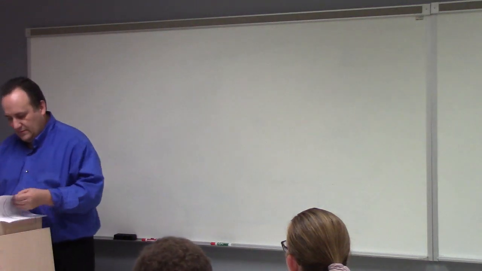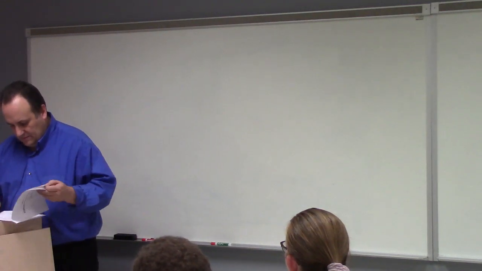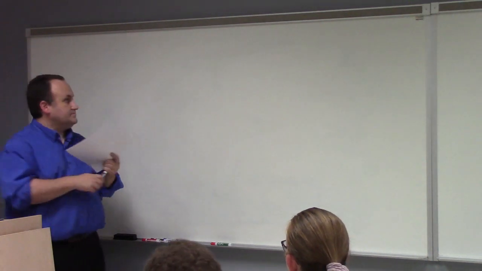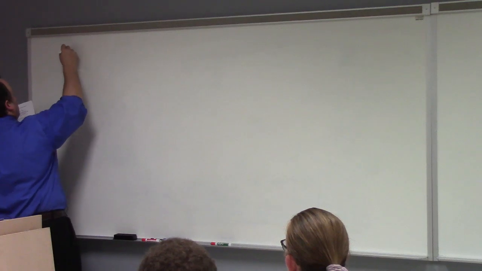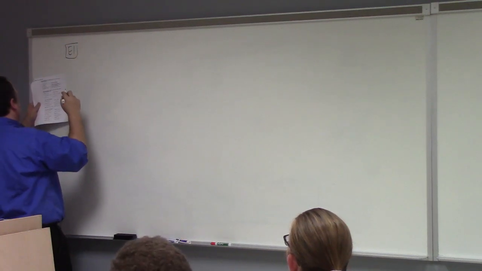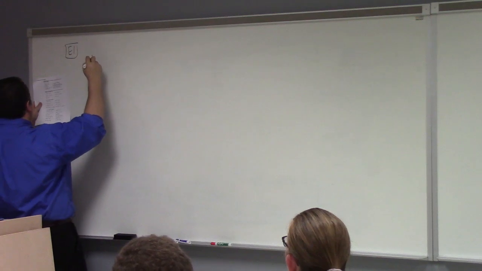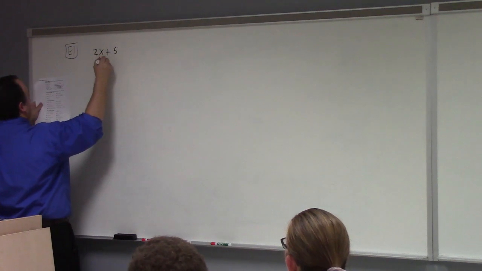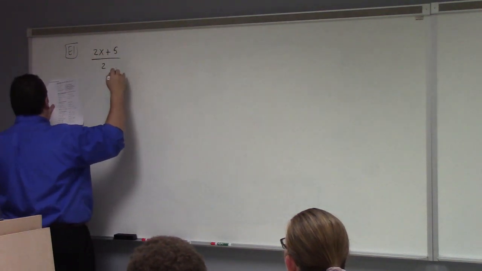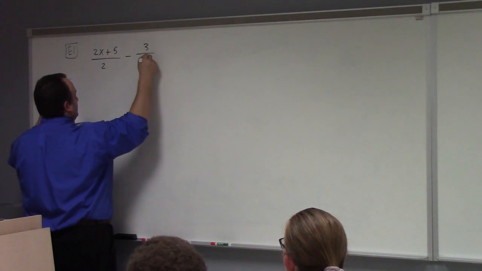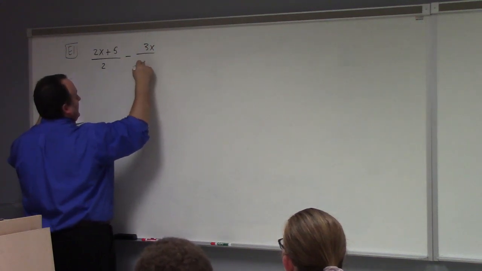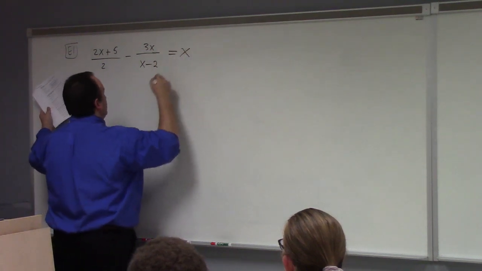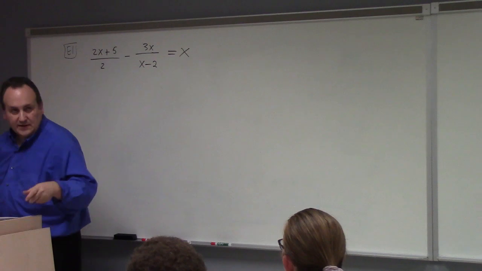So today we're going to solve some equations involving rational expressions. Let me get started on those. Example 1. Let's try our hand at (2x plus 5) over 2 minus 3x over (x minus 2) equal to x. See if we can solve this. What approach do you guys think we should take here?